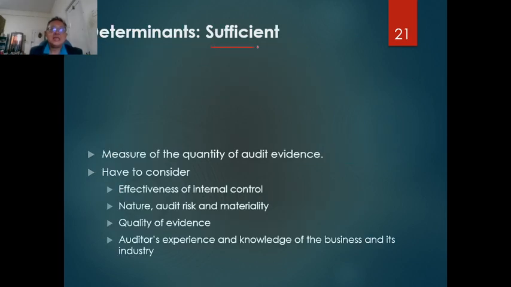Then sufficiency. Evidence must be sufficient enough. If we set our materiality at a low level, make sure you have very sufficient evidence, covering the low materiality level that you have set. It measures the quantity of the audit evidence. When we talk about sufficiency, we talk about quantity. Therefore, we need to consider certain areas.